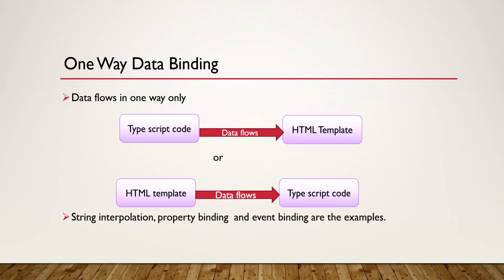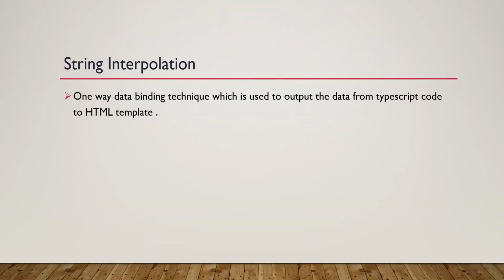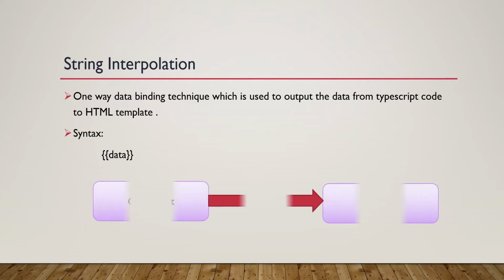Let's discuss string interpolation. String interpolation is a one-way data binding technique which is used to output the data from TypeScript code to the HTML template. It uses a template expression in double curly braces to display the data from component to view. With this understanding, let's flip to Visual Studio Code and work on some examples of string interpolation.